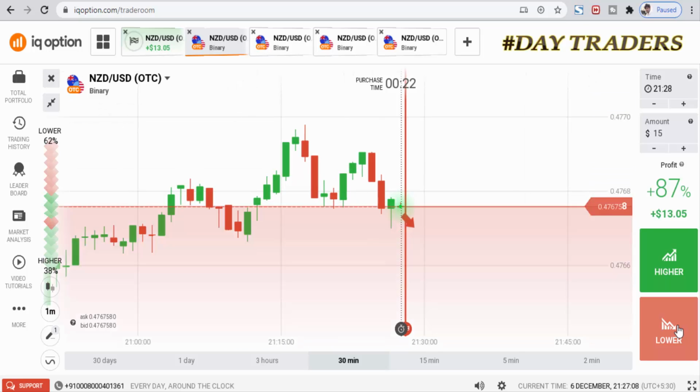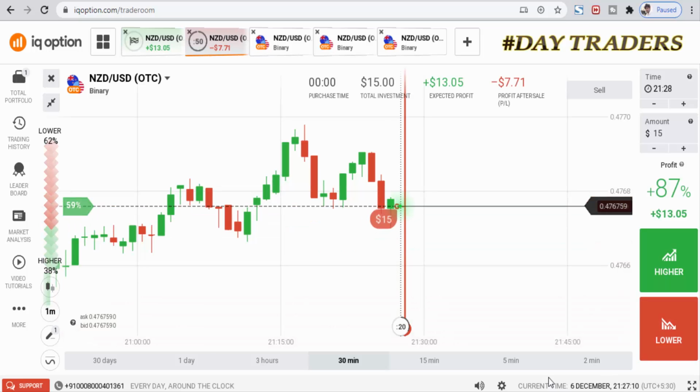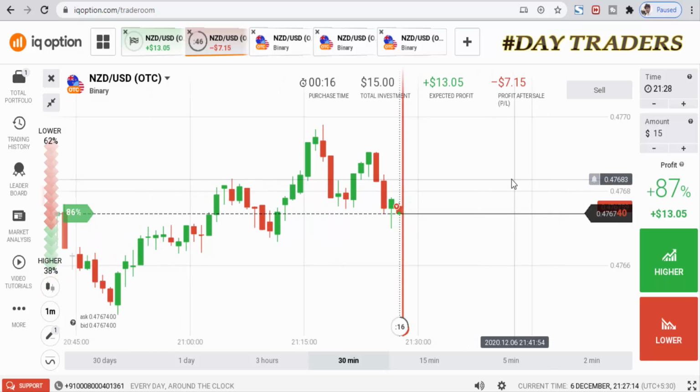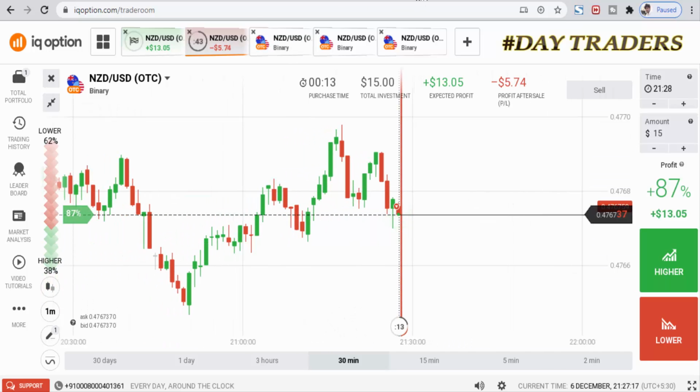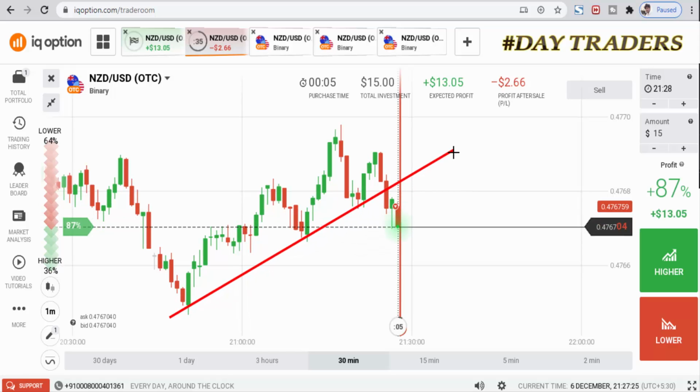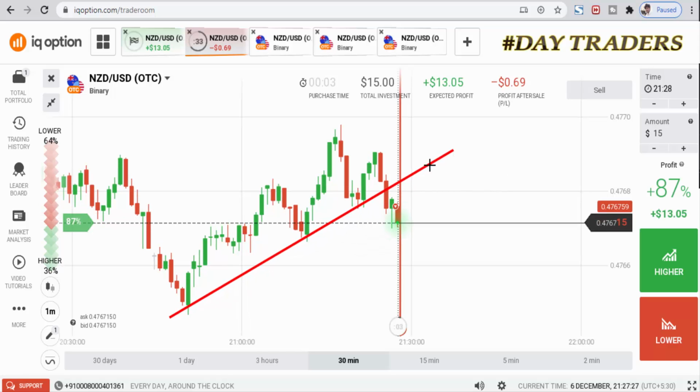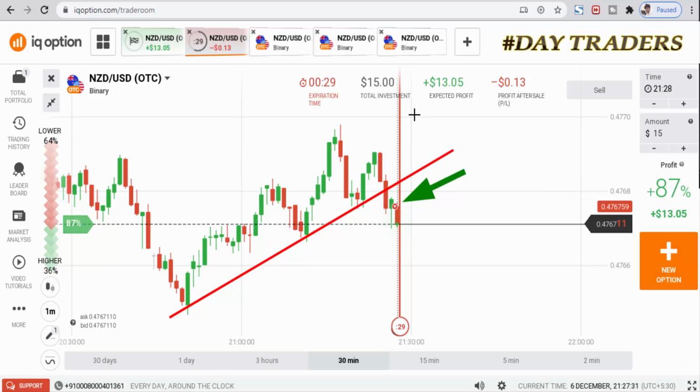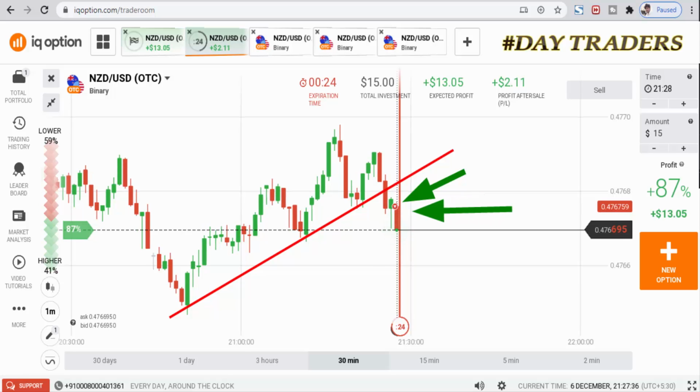It's also the same pair. I'm expecting a bearish candle. Okay, I'm expecting a bearish candle after retracement. It's a gap down. So that's the reason I place a lower option. And this is market momentum.